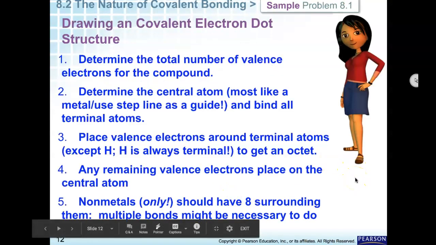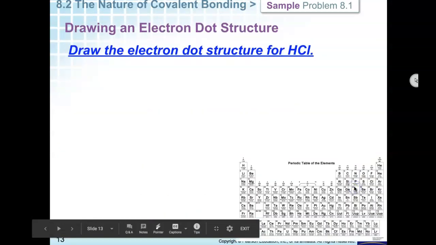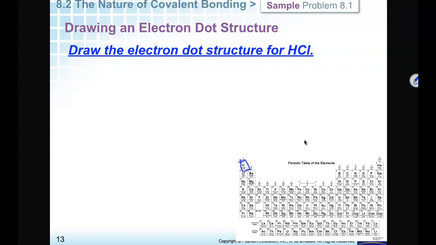Write down these steps. I'll be going through the steps as I work through the sample problems. So what we're going to do is draw the electron dot structure for hydrochloric acid, or HCl. The very first step, according to what you wrote down, was to figure out your total number of valence electrons. We've got hydrogen here, we have chlorine here, so you have 1 plus 7, you have 8 valence electrons.